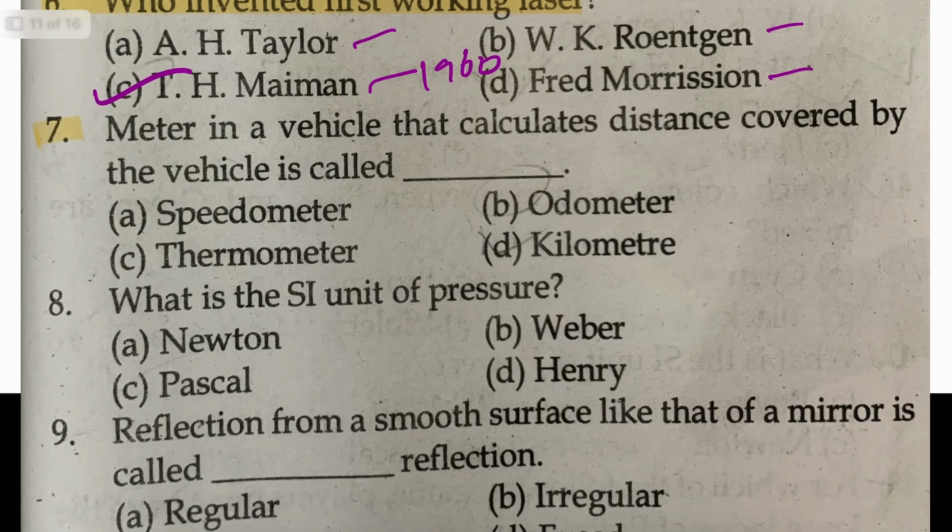Question number 7. The meter in vehicles that calculates the distance covered by the vehicle is called speedometer, odometer, thermometer, kilometer. So the answer will be B, odometer. An odometer or odograph is an instrument for measuring the distance traveled by a vehicle, such as a bicycle or car. The device may be electronic, mechanical, or a combination of the two.